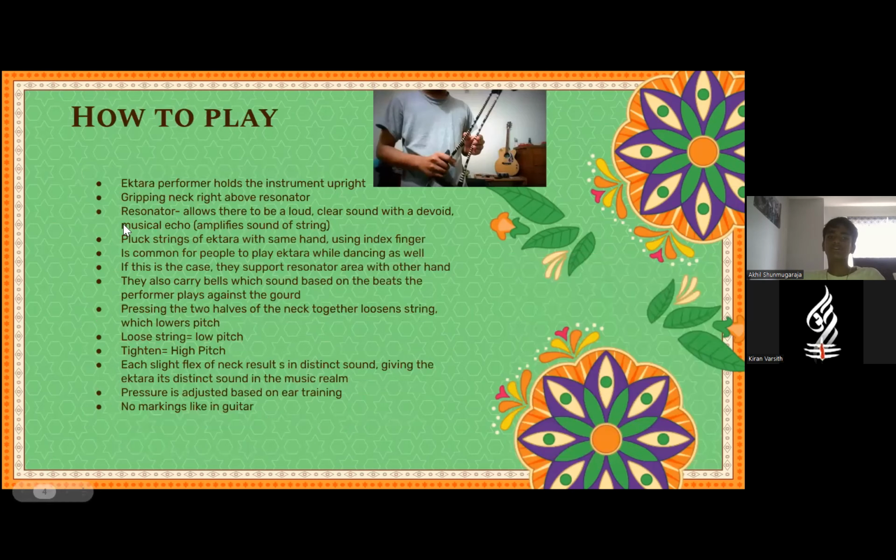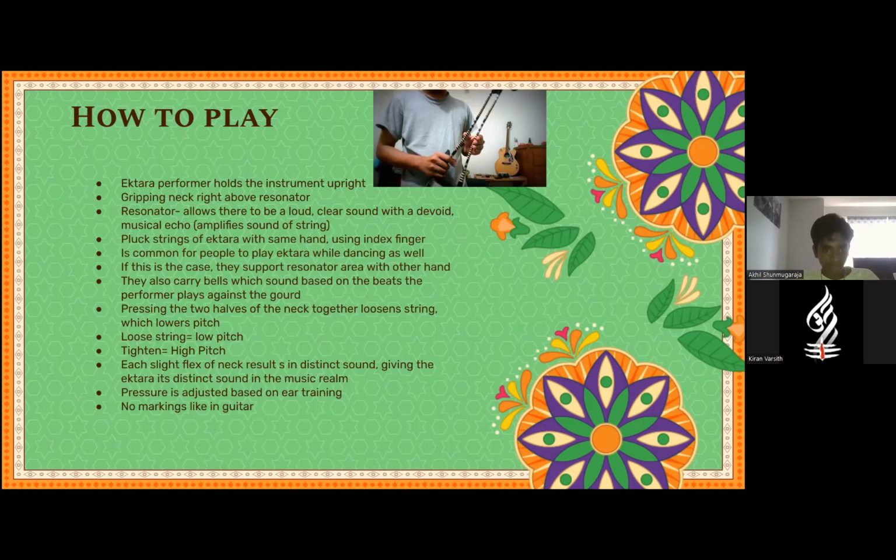How to play an Ektara: you first have to hold the instrument upright as the guy in the picture is doing. You have to grip it right above the resonator, which is the middle between the neck where it can bend. Since you can bend the resonator, it allows there to be a loud, clear sound with a devoid musical echo, and that echo gives a different side to your piece, and it sounds very beautiful.